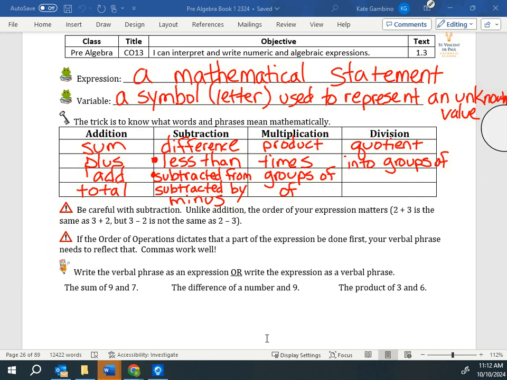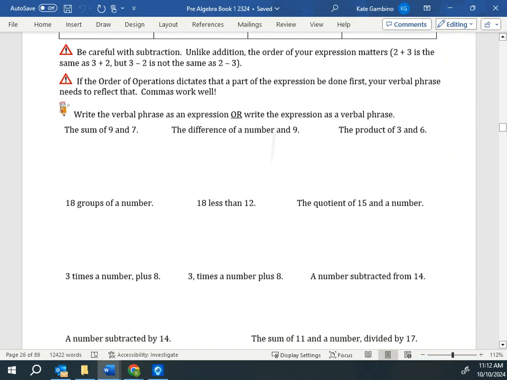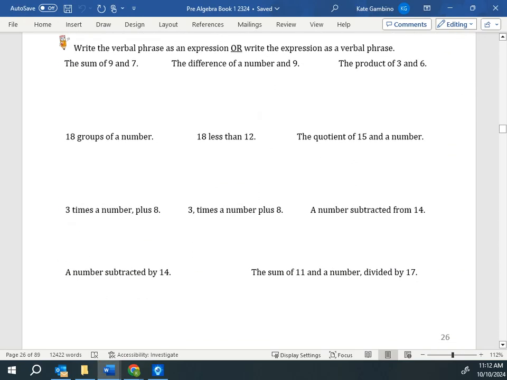So I am going to scroll up. Our directions are: write the verbal phrase as an expression, no equal signs, or write the expression as a verbal phrase. So let's see what that means. Let's look at that very first one. The sum of 9 and 7. What would that expression look like? Hadley? 9 plus 7. Easy peasy.